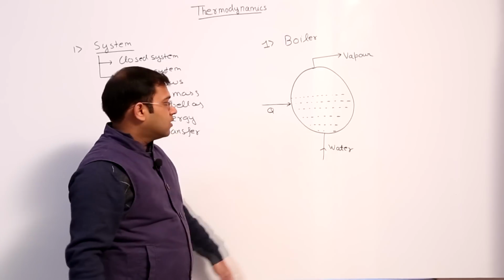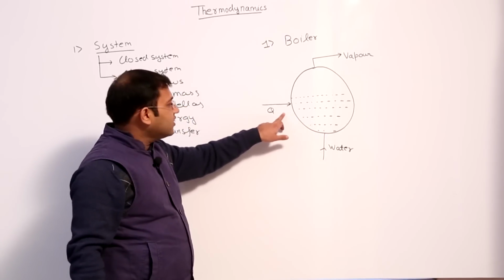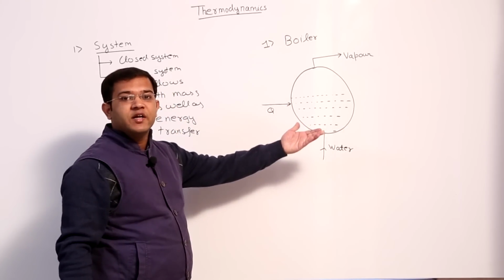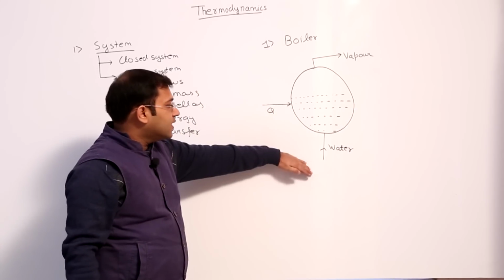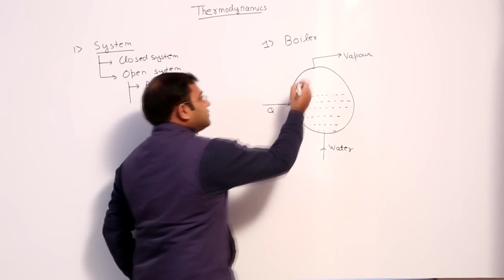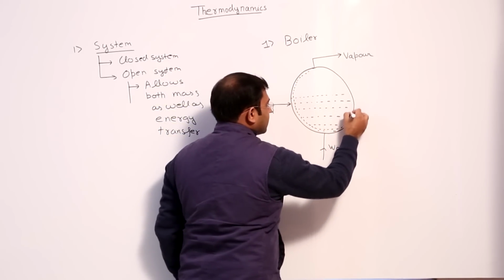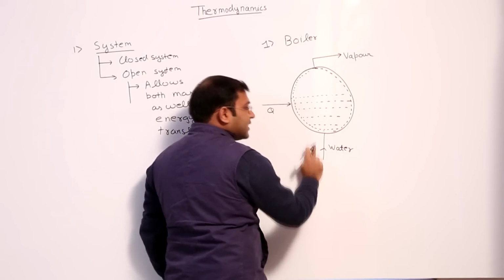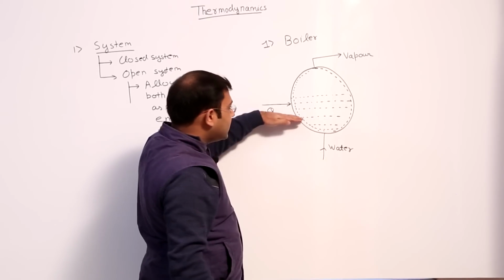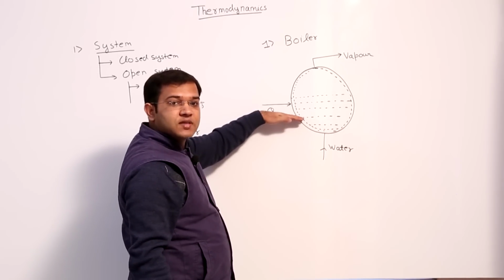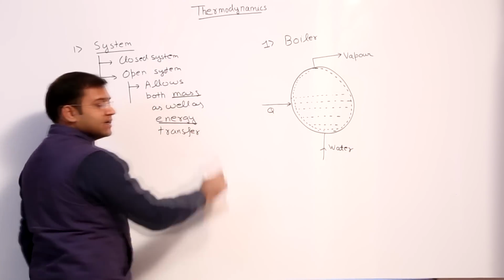Now see what is happening. Here water is coming into this container and we are giving heat to the water, due to which water gets converted into vapor and exits from the top of the container. So we see that here mass is getting transferred. See, this region becomes our system. Here mass is entering the system and here the mass is exiting the system, and from here heat is getting transferred to the system. So such a system is known as open system, that allows both mass as well as energy transfer.